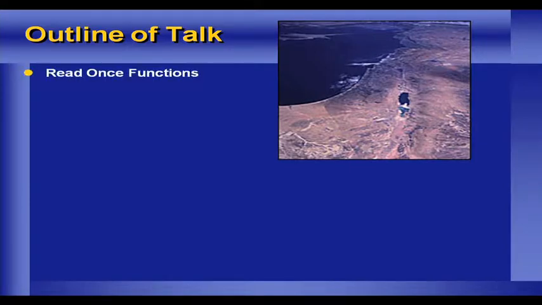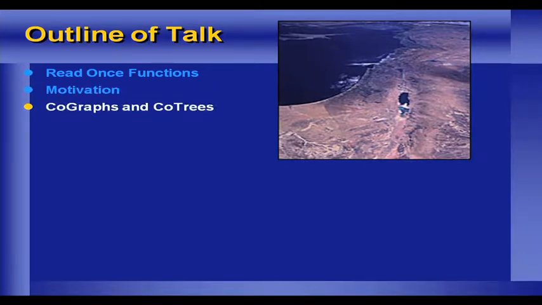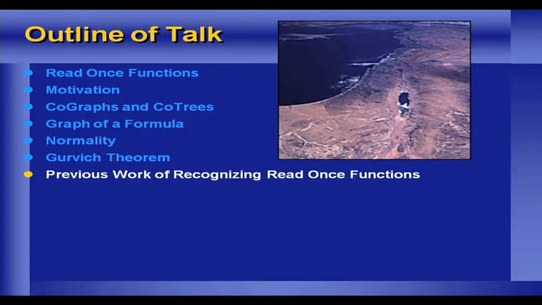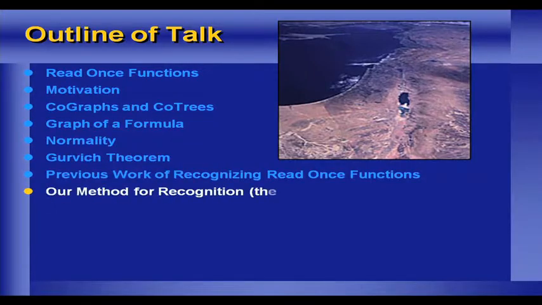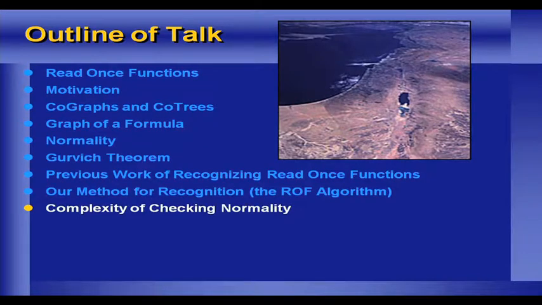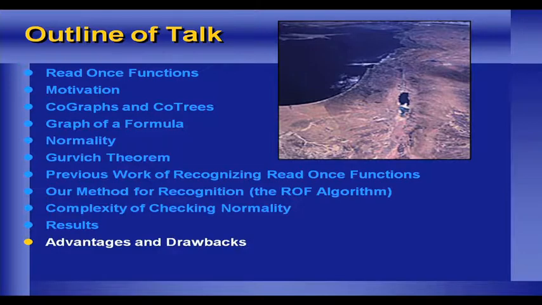So I'll talk about what read once functions are, some motivation. We will discuss cographs and cotrees, the graph of a Boolean formula, the property of normality, and some previous work on read once functions, and our method for recognizing read once functions using the class of graphs called cographs, especially the notion of how to implement checking normality will be important, and some other results.